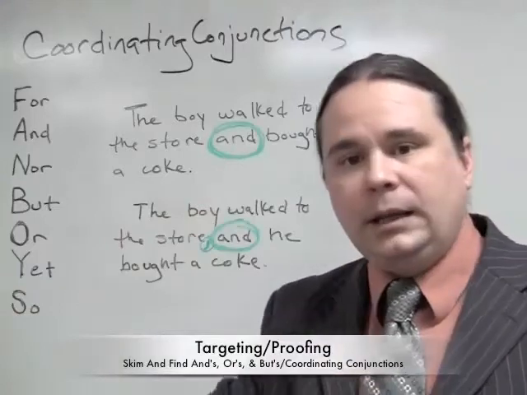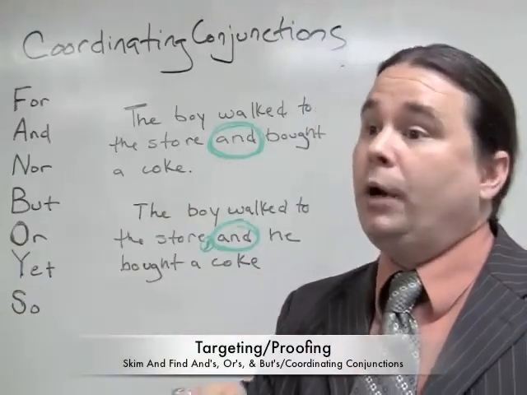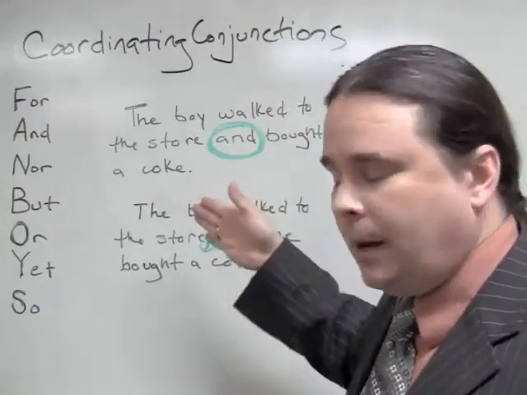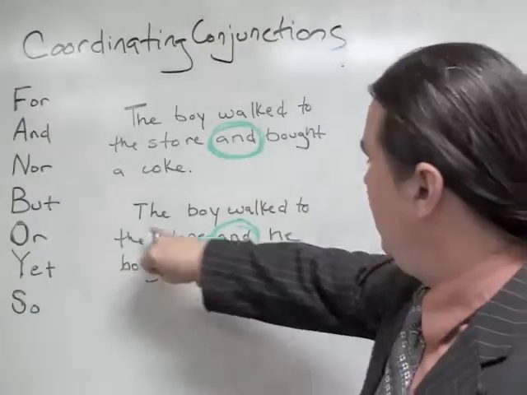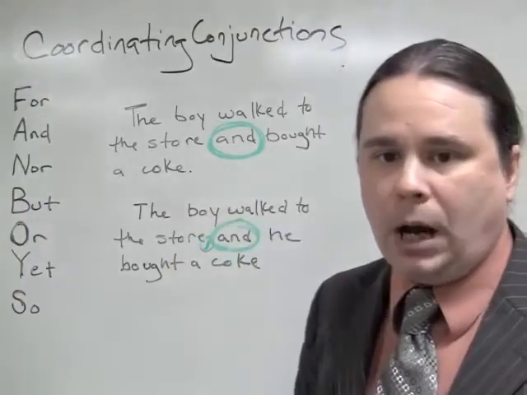You're not looking at anything else to do with that sentence. You don't worry about whether words are spelled right. You don't worry about other comma issues. It's just targeting that one issue at a time. So you skim through: and, or, but. Well, I got an and right here. The boy walked to the store, complete sentence. He bought a Coke, complete sentence. I put my comma in.